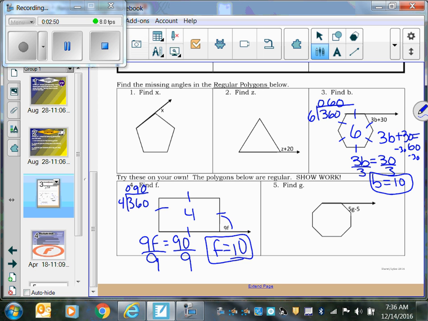All right, now that you've tried number 5, we need to find g. Again, we're going to start by counting our sides. So we got 1, 2, 3, 4, 5, 6, 7, and 8 sides total there, which means I'm going to do my 360 and divide it by 8. Does 8 go into 3? No. Does 8 go into 36? 4 times. And what is 8 times 4? 32. So we got 32 down below.